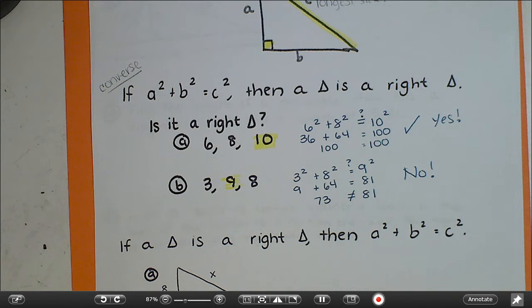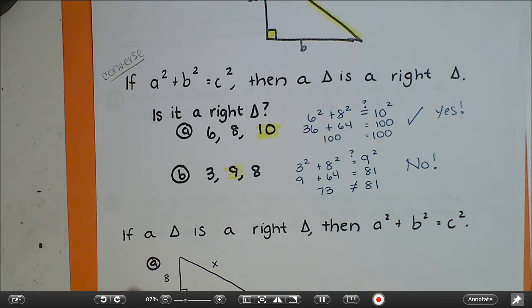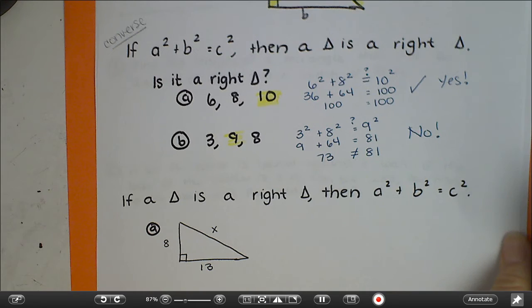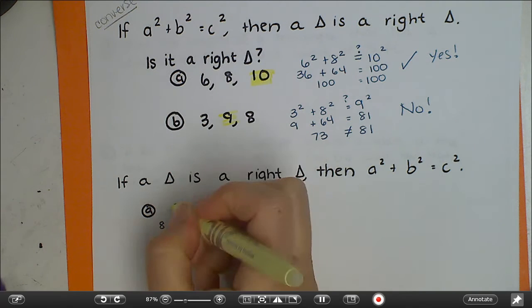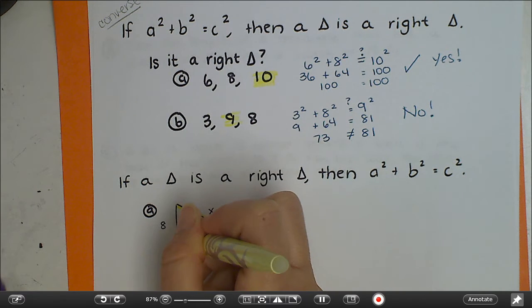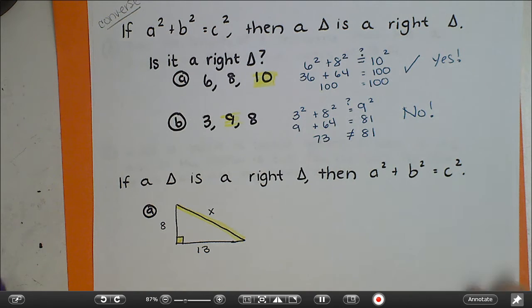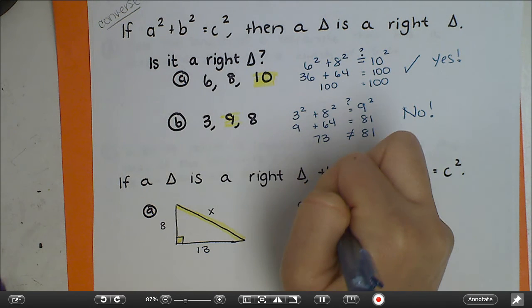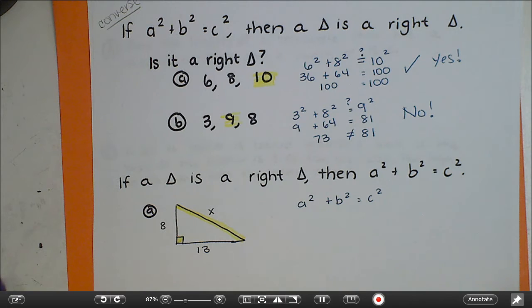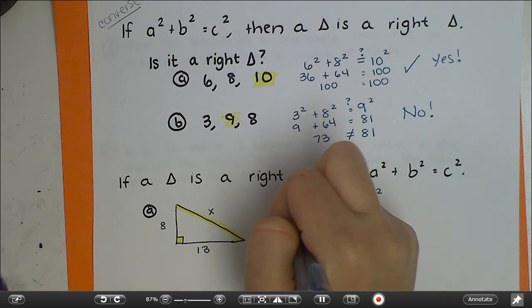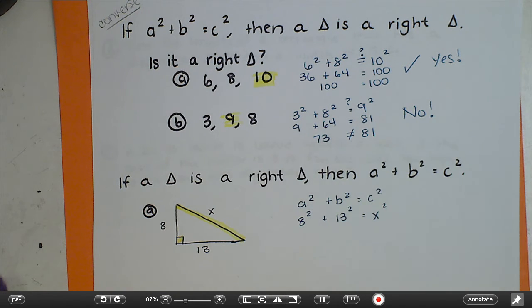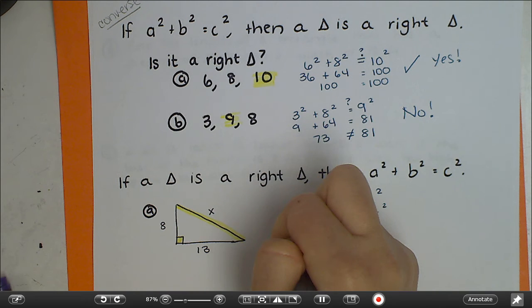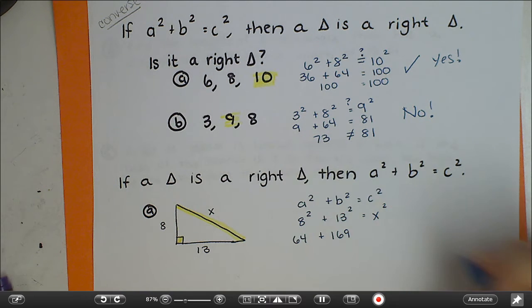All right. Now let's look at the actual Pythagorean theorem. If a triangle is a right triangle, then a squared plus b squared equals c squared. So in this one, here is our missing side, the hypotenuse. So we know that that's going to go where the c goes. The Pythagorean theorem, a squared plus b squared equals c squared. A and b are interchangeable. So 8 squared plus 13 squared equals x squared. 8 squared is 64. 13 squared is 169. And that is going to equal x squared.